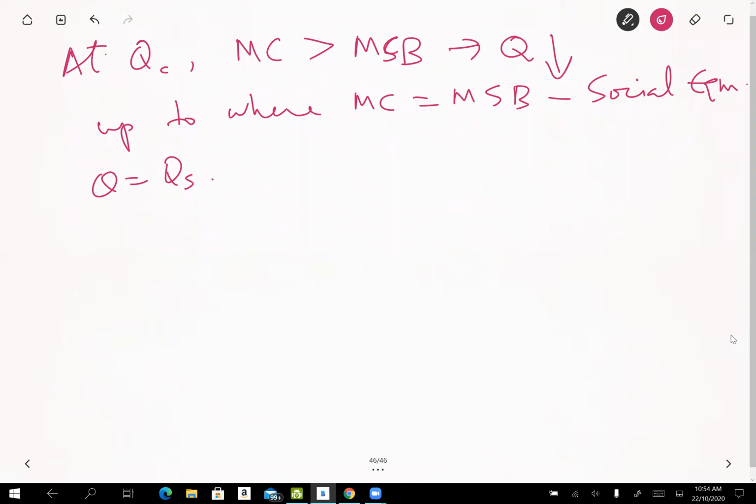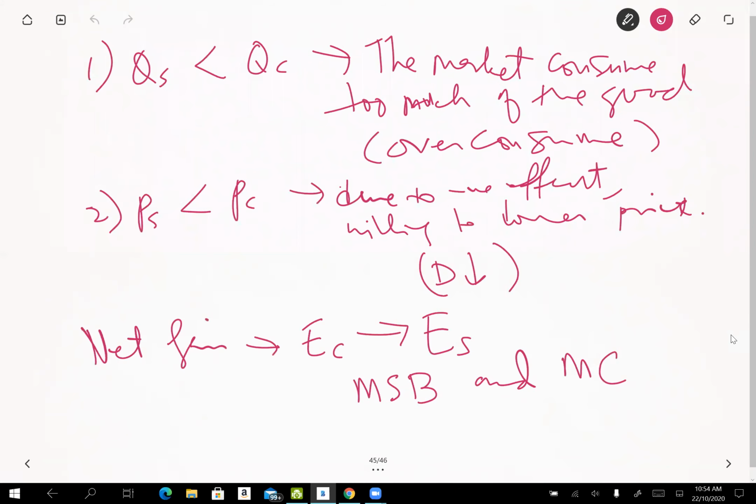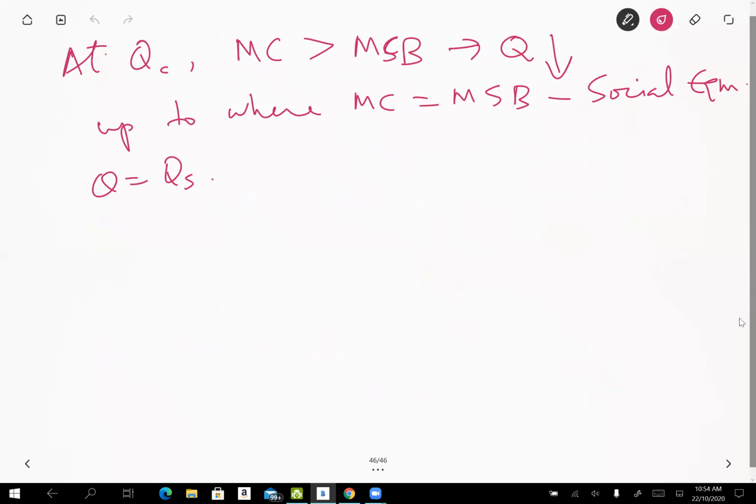So in the case of the negative consumption externality, we already said that the market will consume too much of the output, or overconsume. Example, cigarettes. That means the market consumes too many cigarettes. The society wants less. So that is a negative consumption externality. Any question, any comment?